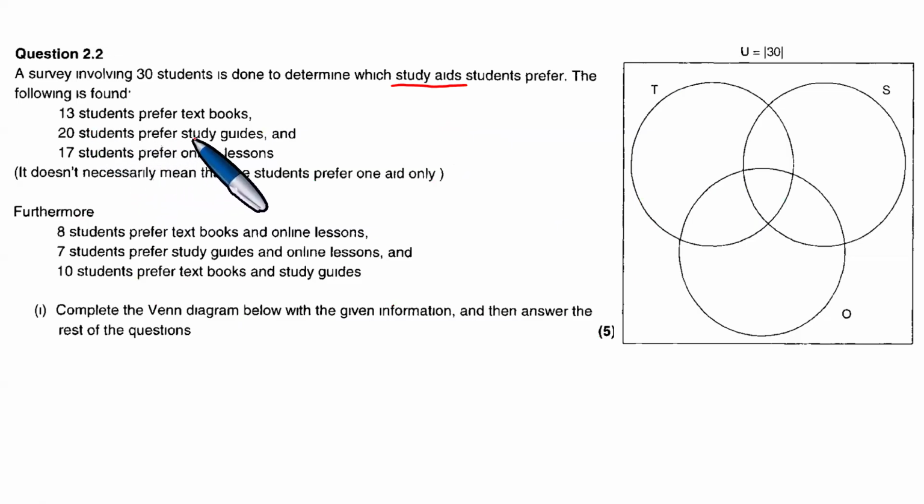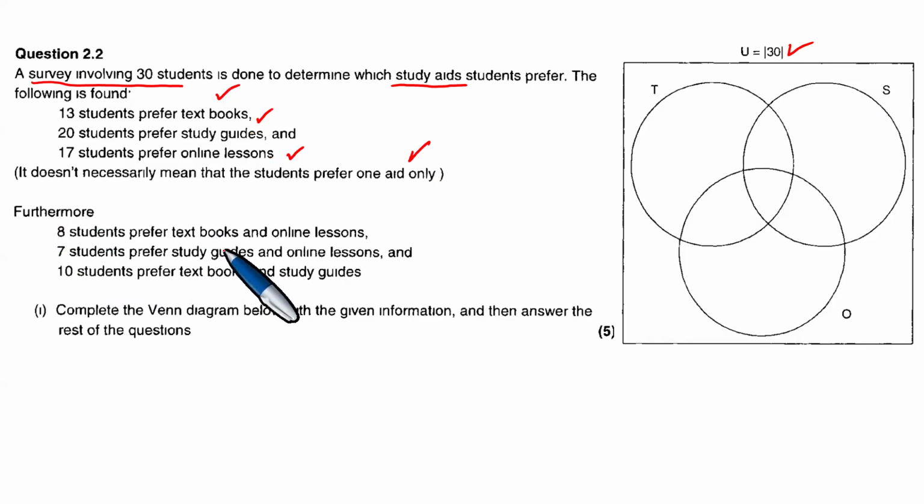13 students prefer textbooks. 20 students prefer study guides, and then 17 students prefer online lessons. It doesn't necessarily mean that the students prefer one of these only. But again, because this survey involved 30 students, it means the universal set contains 30 elements.